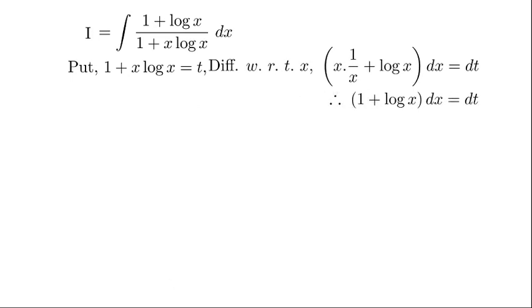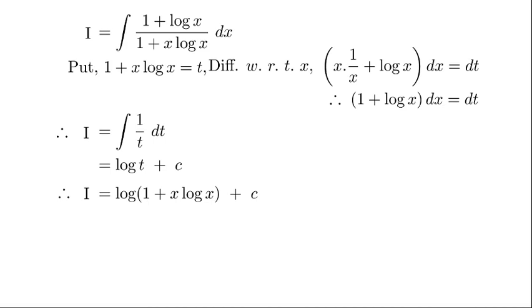And now we substitute 1 plus x log x equal to t. So differentiate with respect to x. Here what we get is log x into the derivative of x, and x into the derivative of log x, 1 by x. Product rule we are going to use here. The derivative of 1 is 0, plus log x into the derivative of x, which is 1. So it gives you 1 plus log x dx equal to dt. So the problem becomes integration of 1 upon t dt. Now integration of 1 upon t is log t. So the problem got reduced to this simplest form. And put back the value of t, that is log of 1 plus x log x plus c.